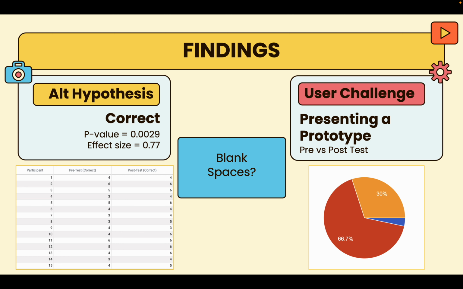In addition to this, I noted that the question with the most positive change was number 6, focusing on how to present a prototype completed in Figma. This, however, left me questioning why this was where participants struggled the most, and why there might be blank spaces in this section of their knowledge in Figma. I would be interested to look more in depth on how experience levels with Figma affect this task.